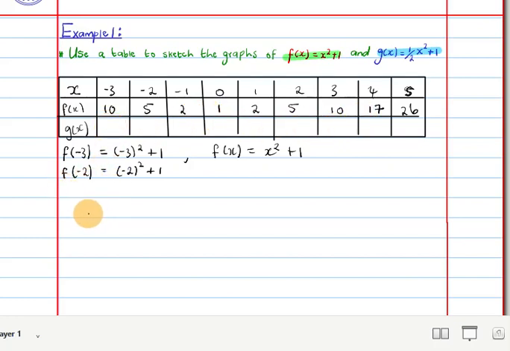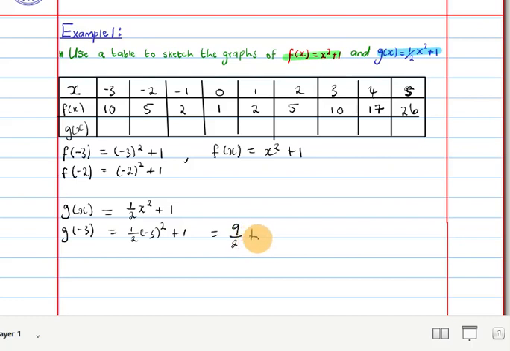Now let me go for g at x. We know that g at x is equal to half x squared plus 1. Let me plug in a few inputs starting from -3. When you say 1 over 2, you plug in -3, you square it, you add 1. So 3 squared becomes 9. 9 times half is 9 over 2. So it becomes 9 over 2 plus 1.